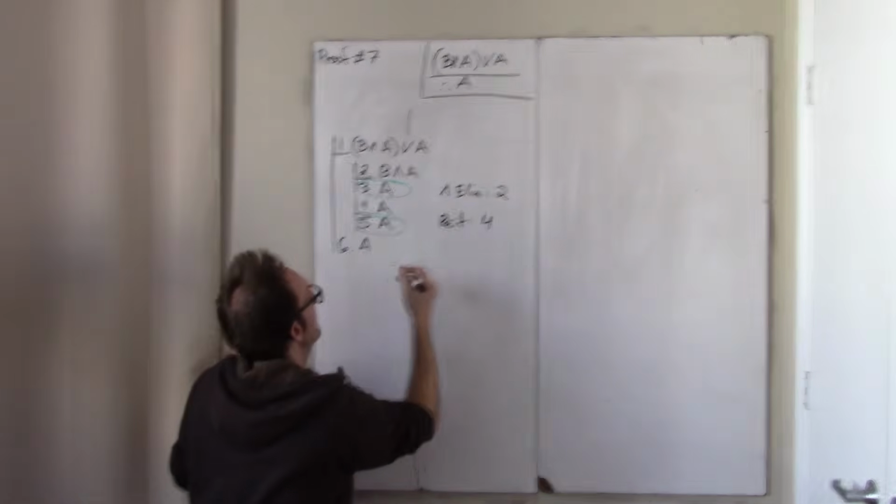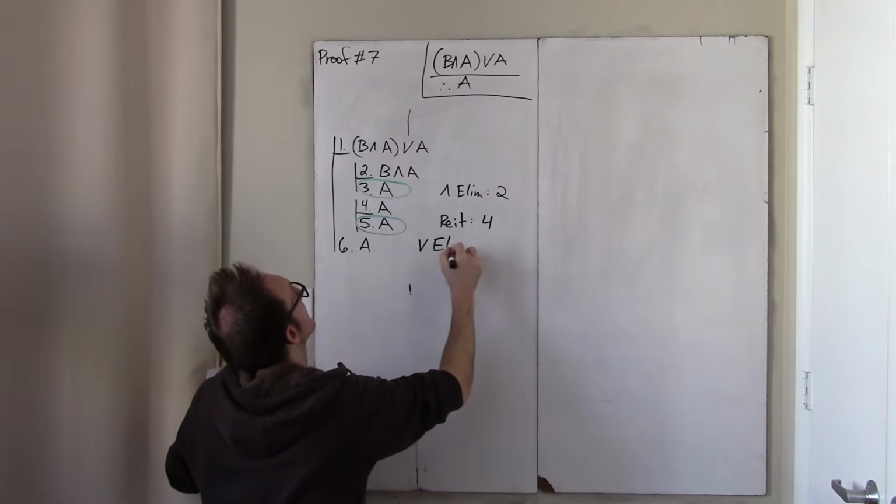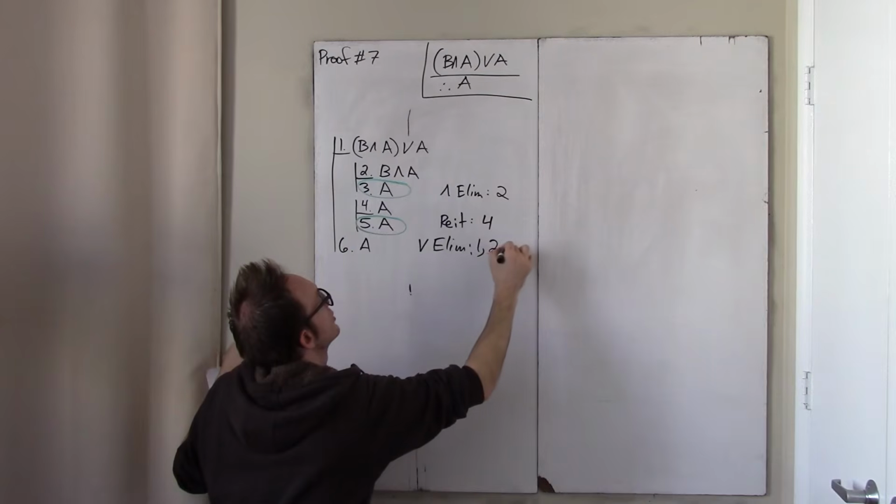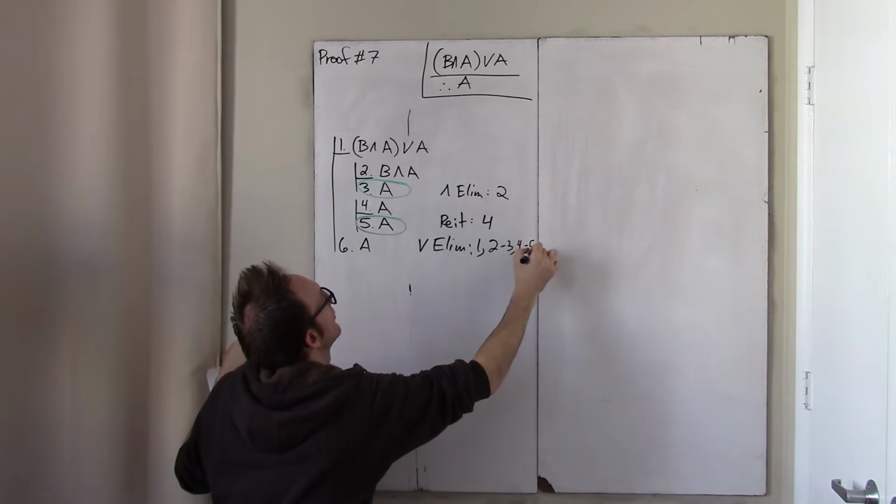Okay, and where did this come from? This is an OR elimination. I started in line 1 and I did 2 through 3, 4 through 5.